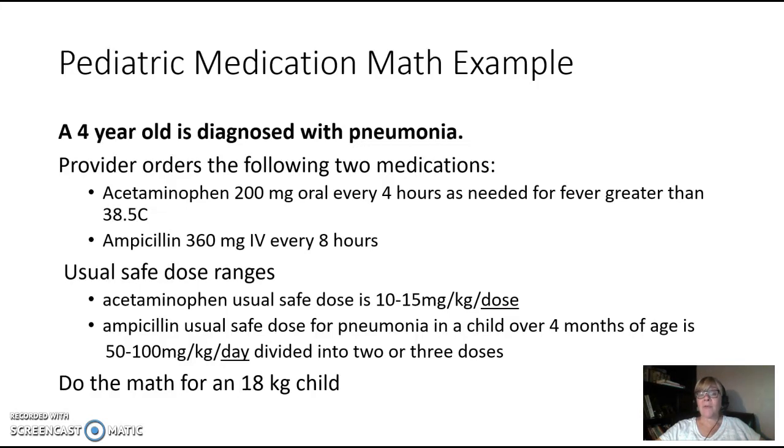So for pneumonia, for a child over 4 months, and we have a 4-year-old, we should be giving between 50 and 100 milligrams per kilo per day. And that amount is going to be divided into 2 or 3 doses. So let's say this child weighs 18 kilos.